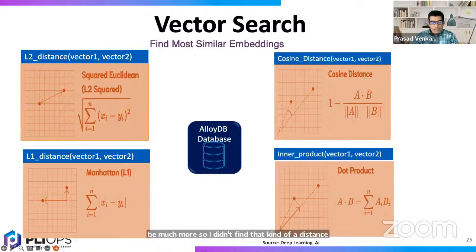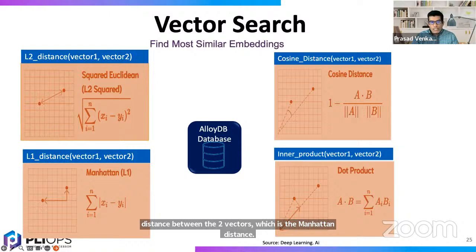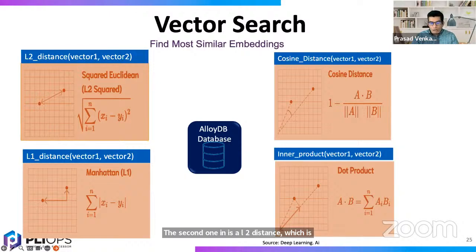Some of the techniques used: one is the Manhattan distance, also called L1, which is the sum of the absolute values of the differences between the two vectors. The second one is the L2 distance, also called the Euclidean distance, which is the square root of the sum of the squared differences between the two vectors. It provides the distance between them.